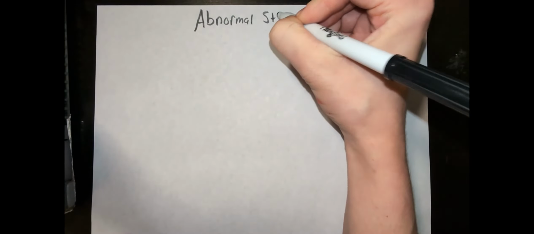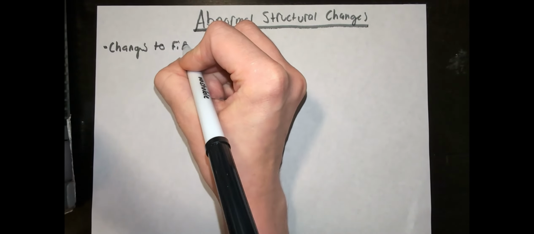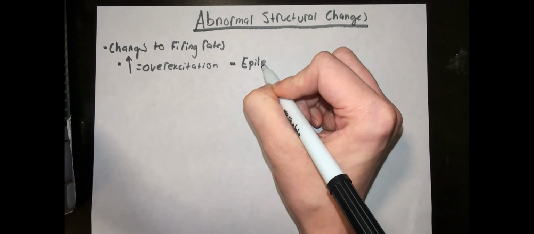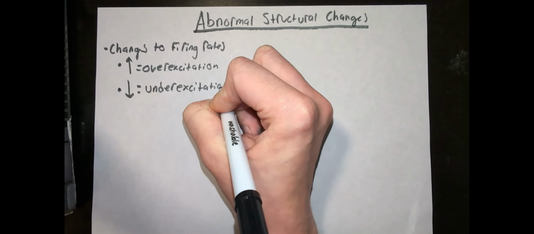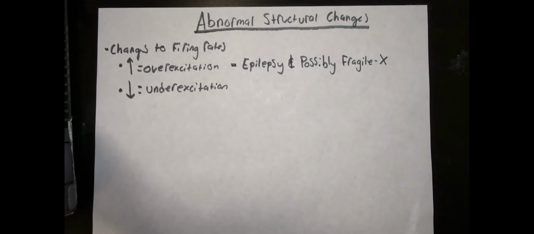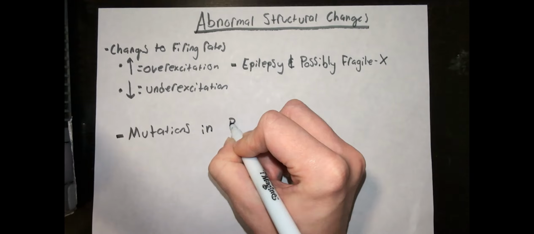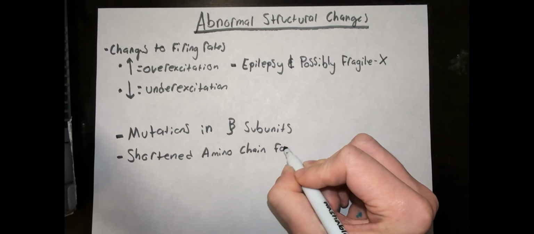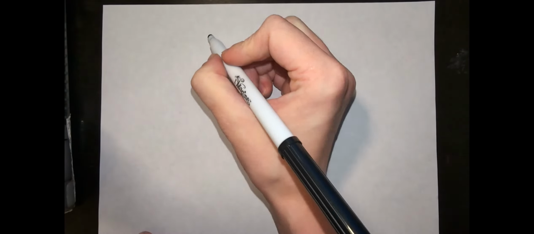Now we're going to talk about abnormal structural changes. Any change in the structure that's abnormal could cause a change in the overall firing rate. This could be due to changes in inactivation. An increase would lead to overexcitation, which is linked to epilepsy and Fragile X syndrome, whereas a decrease would be underexcitation. And there's a few reasons for this. One is if there's any changes or mutations to the beta subunits, that could impact the channel's ability to sense changes in the voltage of the membrane. Or it could be due to shortened amino acid chains for the N-terminus. If the amino acid chain is too short, the amine group is not able to reach the pore.